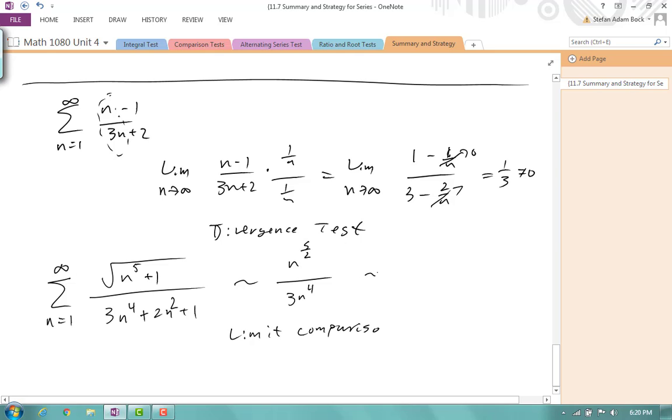And I should expect 4 minus 2.5. This looks like 1 over 3 to the n to the 3 halves, or 3 times n to the 3 halves, which should converge because that number, 3 halves, is greater than 1.